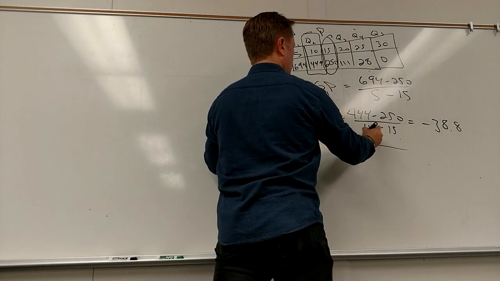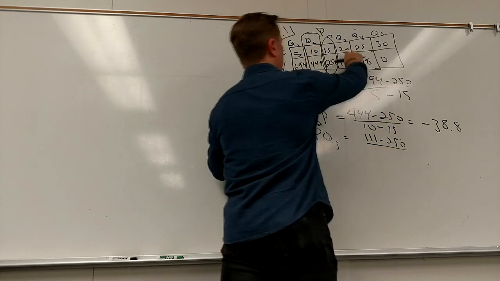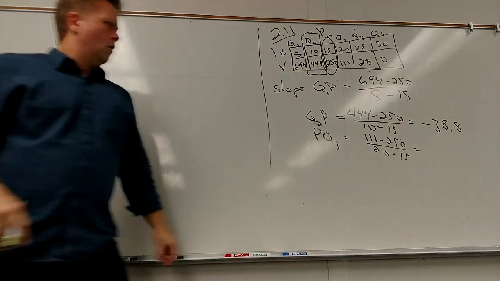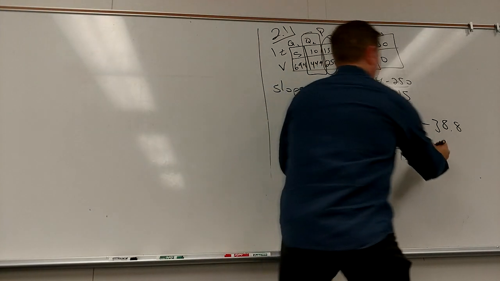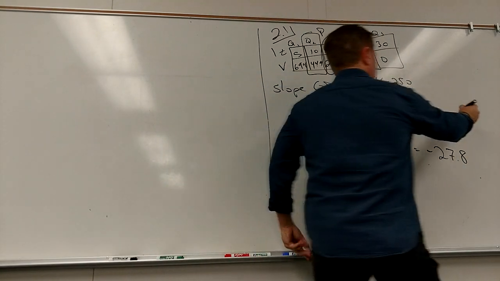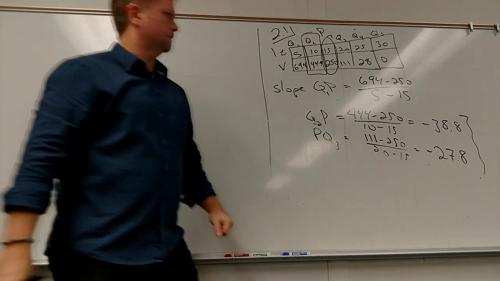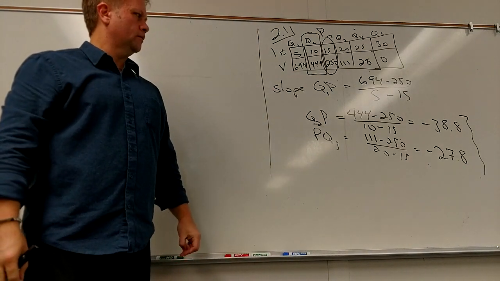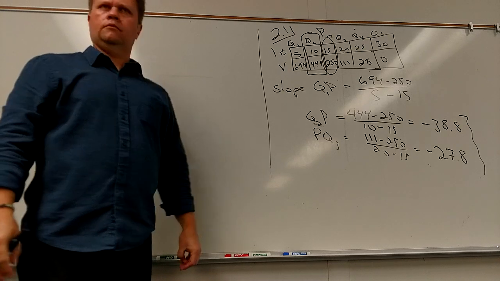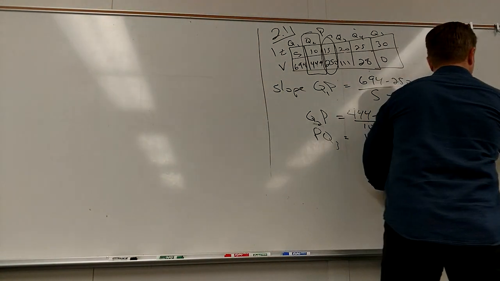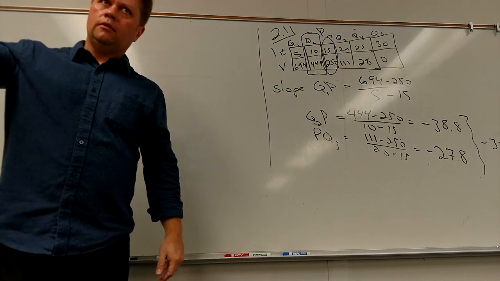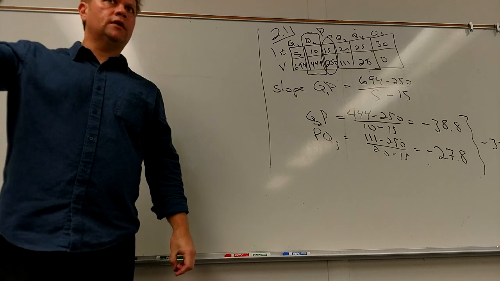PQ3 would be 111 minus 250 over 20 minus 15. Negative 27.8. Okay, so if you average those two, what do you get? Yeah, negative, right? That's what they're going to ask you to do in the homework. You're just finding a series of slopes.